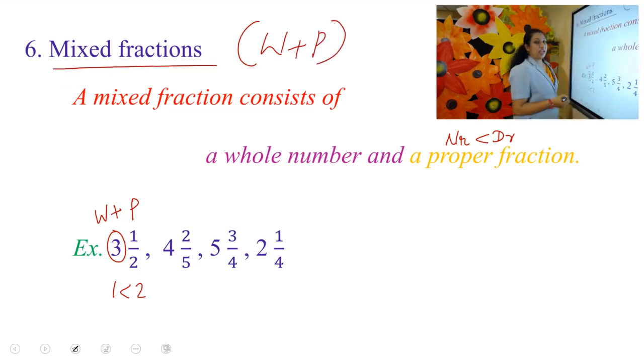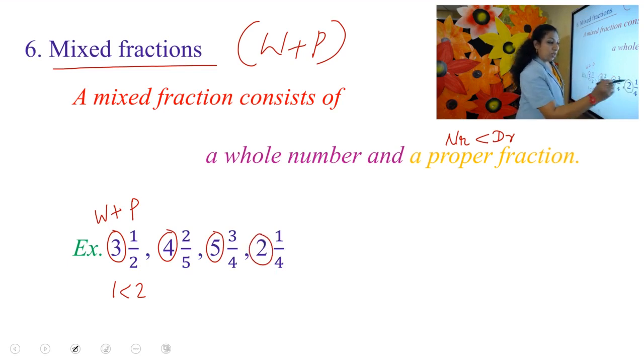Mixed fraction: a mixed fraction consists of a whole number and a proper fraction. Here 4 is the whole number, 2 by 5 is the proper fraction. 5 is the whole number, 3 is less than 4, so 3 by 4 is the proper fraction. 2 is the whole number, 1 by 4 is the proper fraction.